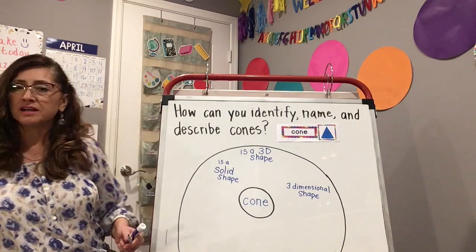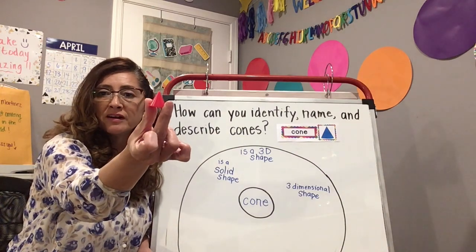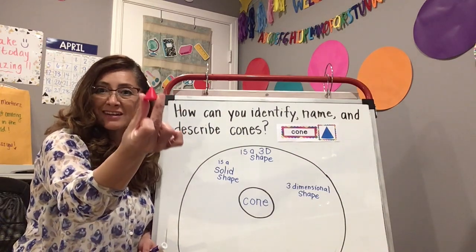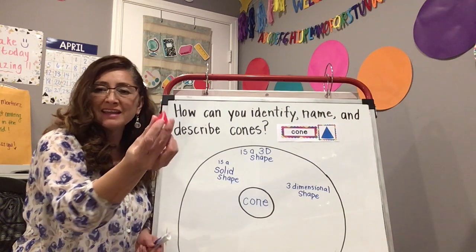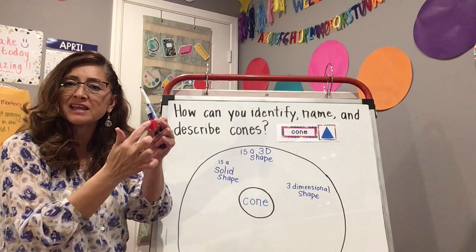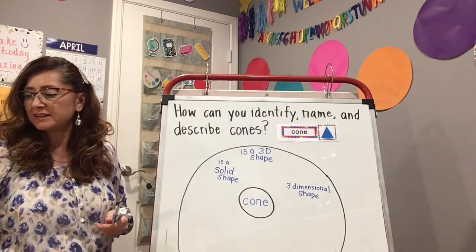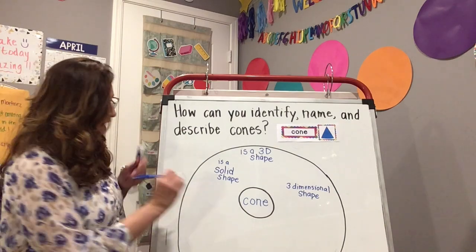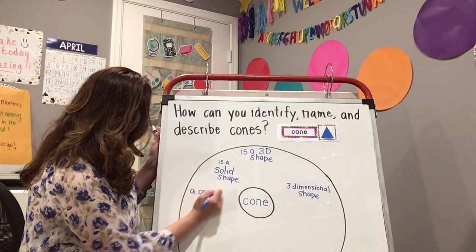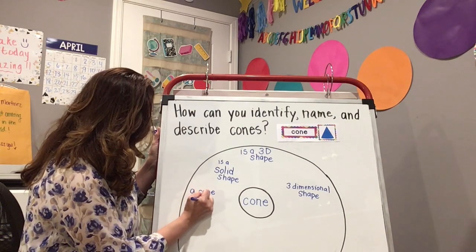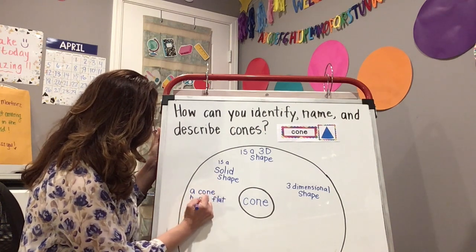How about if you take another closer look at the cone? What else do you remember? Yes, that cones have surfaces. You're right. What kind of surfaces? Yes, that's right. A cone has a flat surface. So let's add that here. A cone has a flat surface.